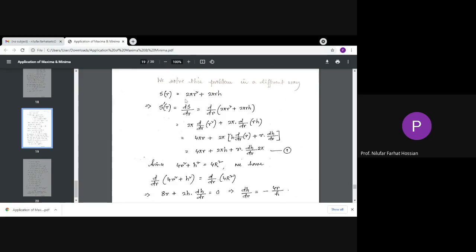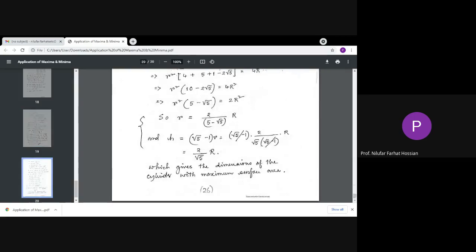In that case, you have to find the derivative of the surface area or volume, whatever it may be, and there will be a relation which connects the two variables. So you have to differentiate the function and the relation on both sides and find the value of the particular derivative that you need in your particular math. So this is the end of our application of maxima and minima.